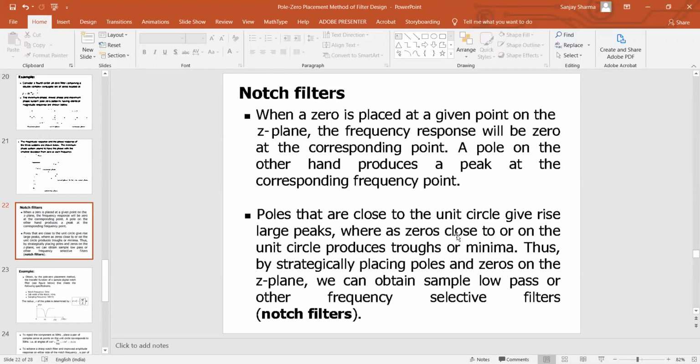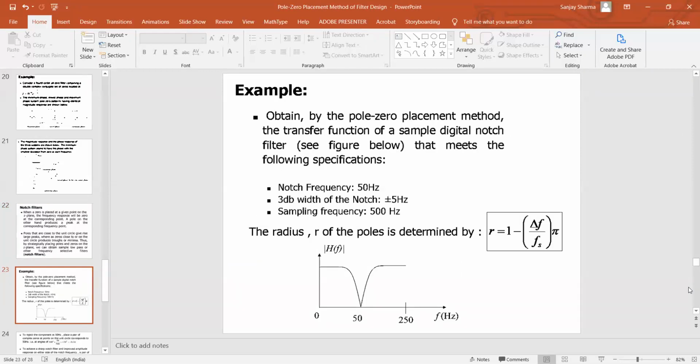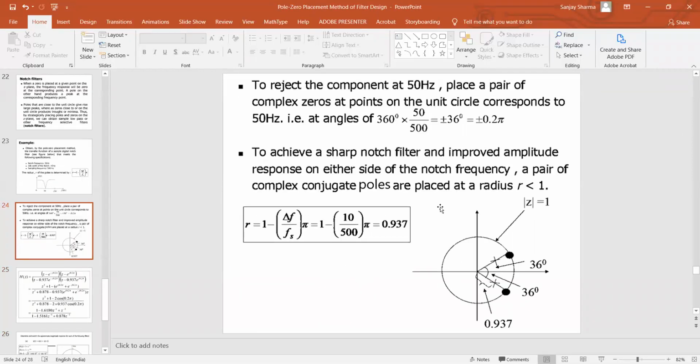zeros close to or on the unit circle, if they are more close towards the unit circle, they will tend to produce troughs. Thus by strategically placing poles and zeros on the Z plane, we can obtain low pass, or we can change the characteristics of this system as per our wish.